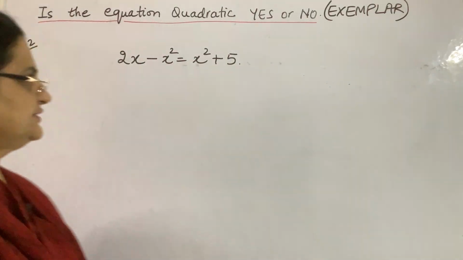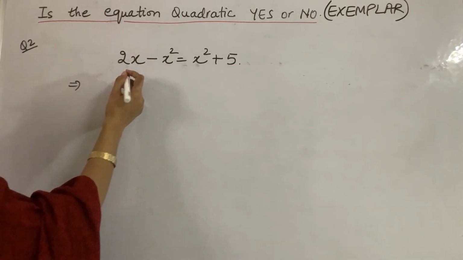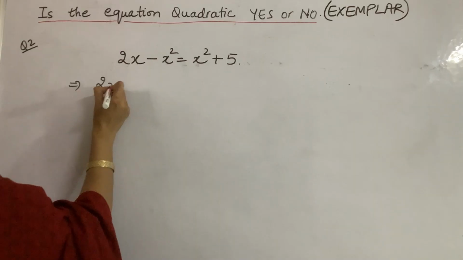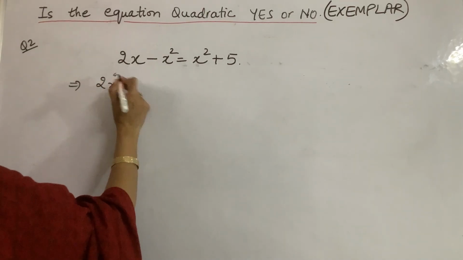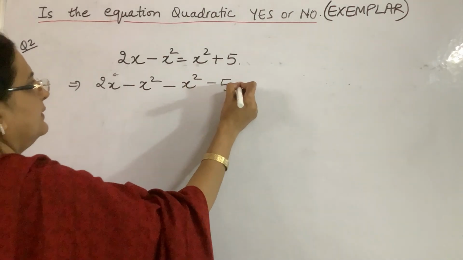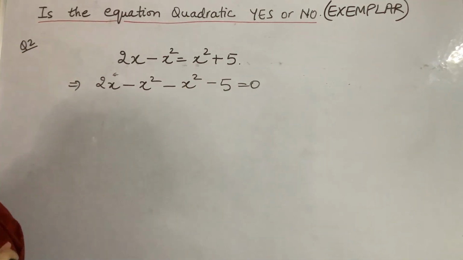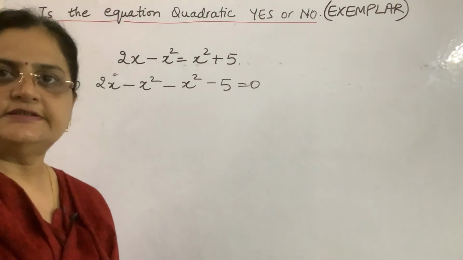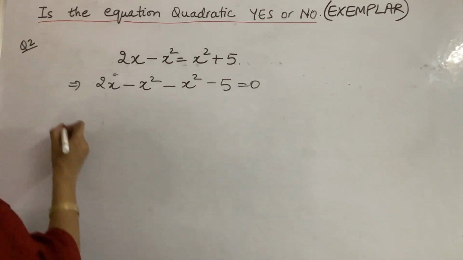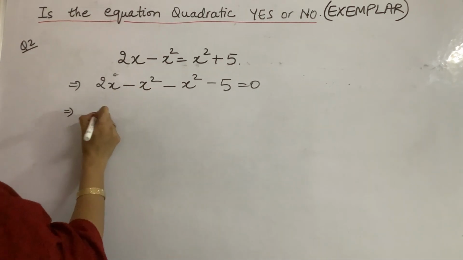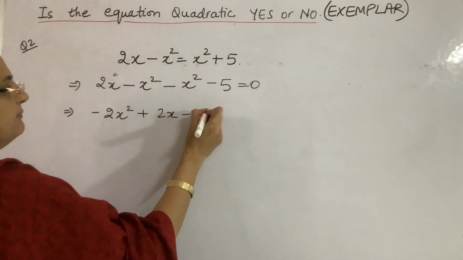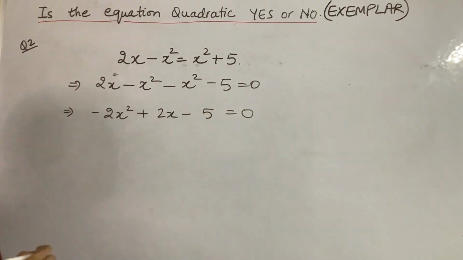If we look into this question, there is no expansion. So transpose all the things to the left hand side. So this becomes 2x minus x square minus x square minus 5 is equal to 0. When you transpose, the signs change. When you take things from one side of the equal to to the other, the signs change. Change the sign. So this is minus 2x square plus 2x minus 5 is equal to 0.